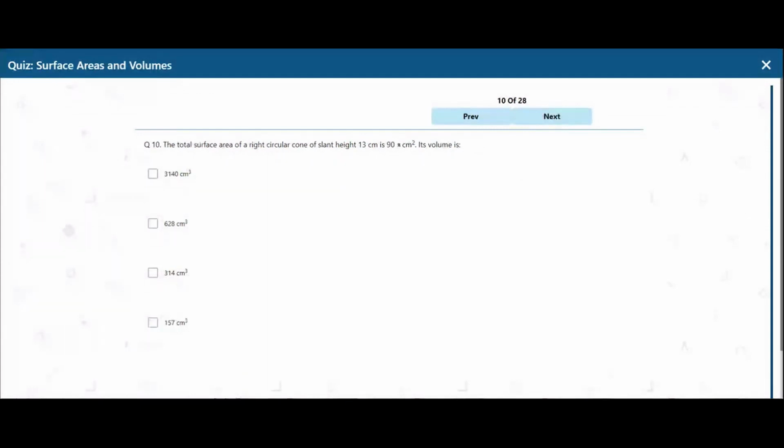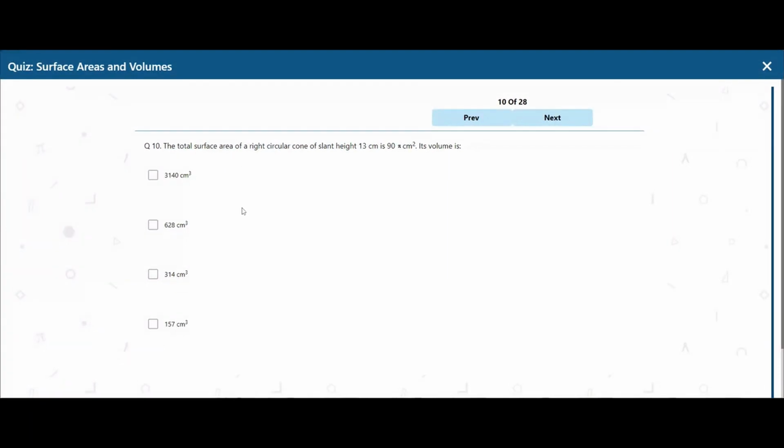Next is Naveen, total surface area. We already did this, no? No, ma'am. Okay, total surface area of a right circular cone of slant height 13 centimeter is 90 pi. Its volume is dash.